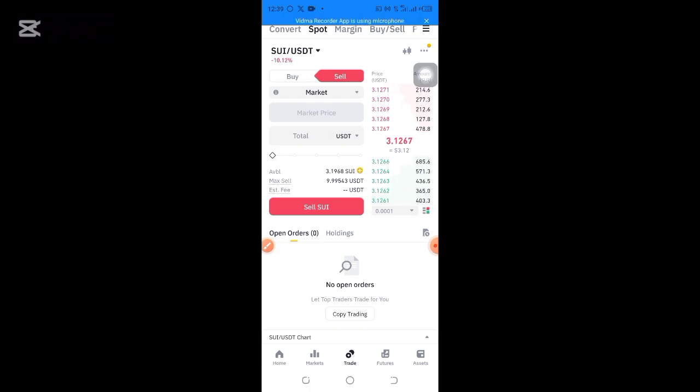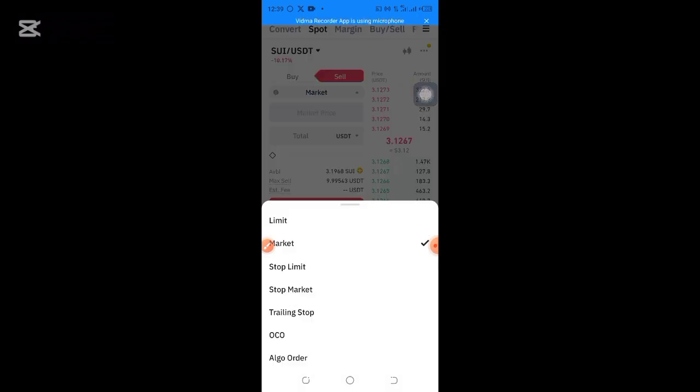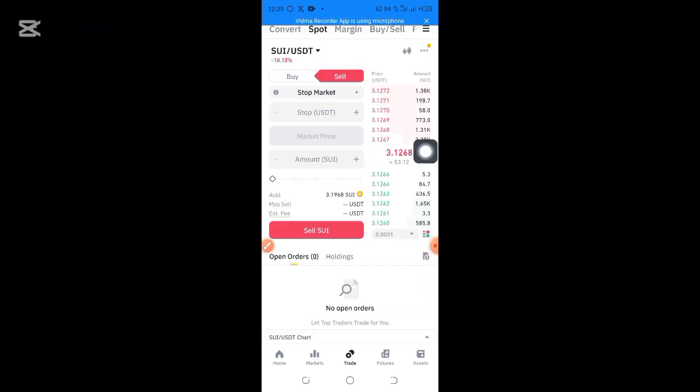I will click on sell. Then you can see market here. I click on the market. Then you click on stop market. So I click on stop market. Then here you can see stop. You type the amount that you want to take the profit.